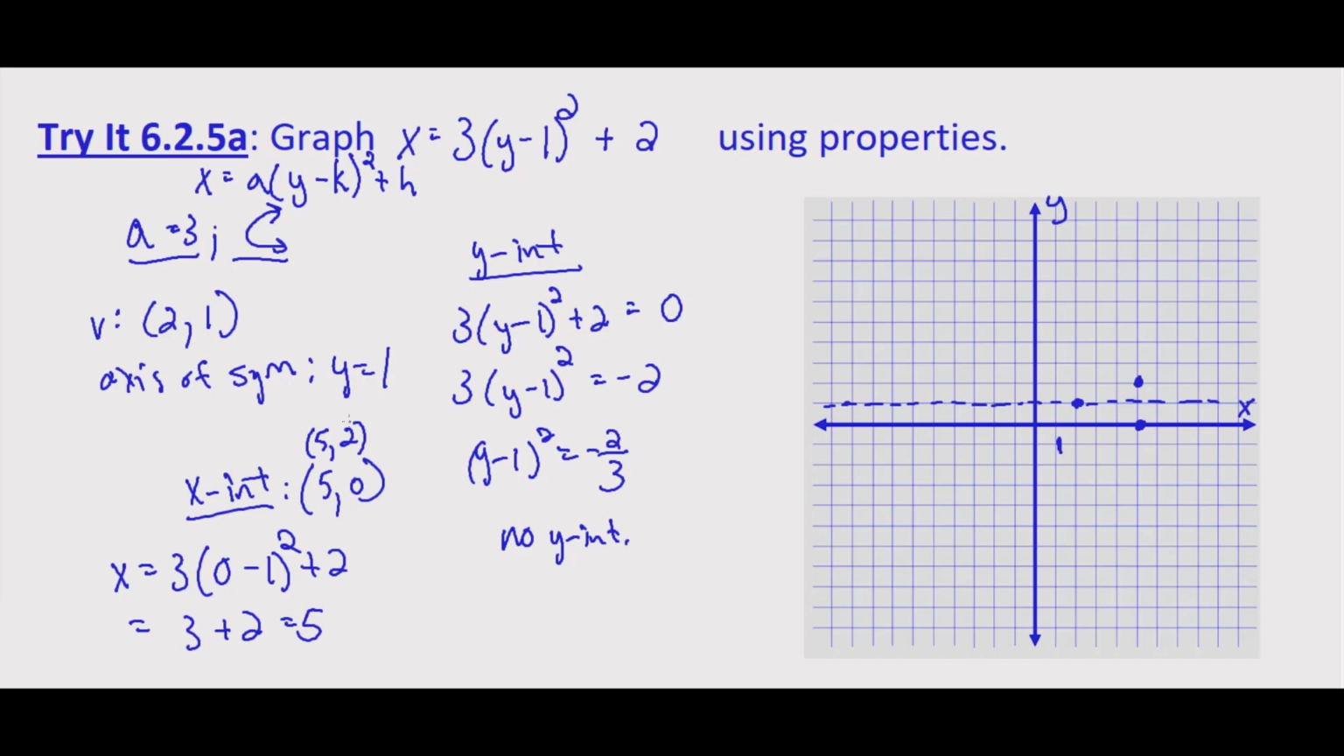So then we take our vertex, our x-intercept, and the point that we found using symmetry to graph our parabola. And then if we wanted to check it again, we could substitute a couple more inputs to check the output. And inputs being y, even though that seems a little backwards, but we have an equation that's in terms of y.